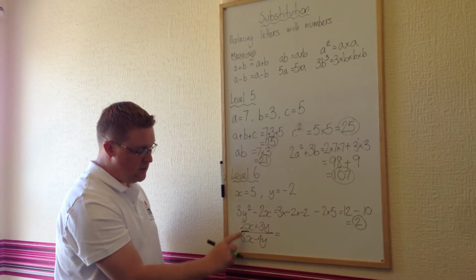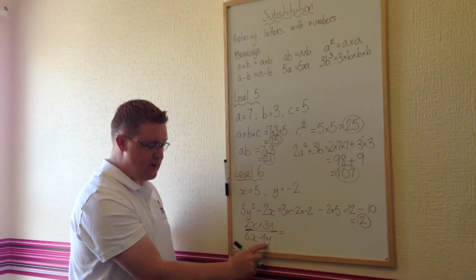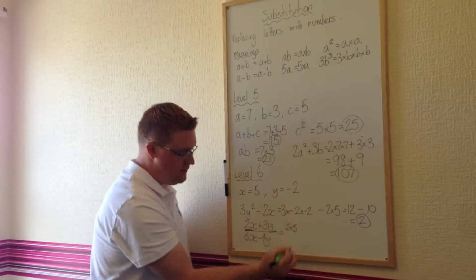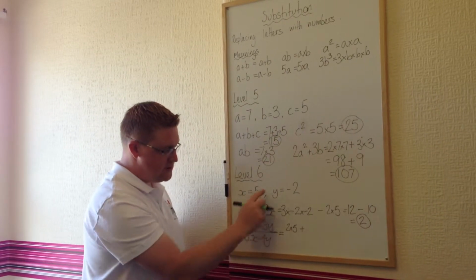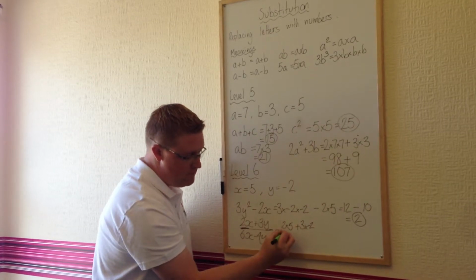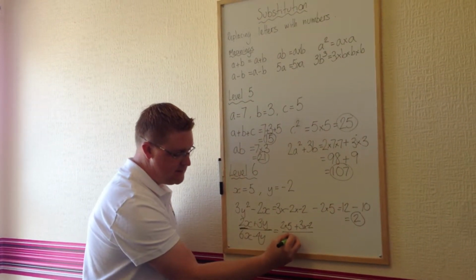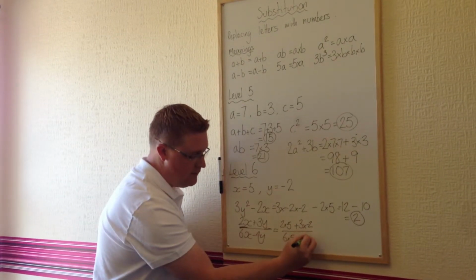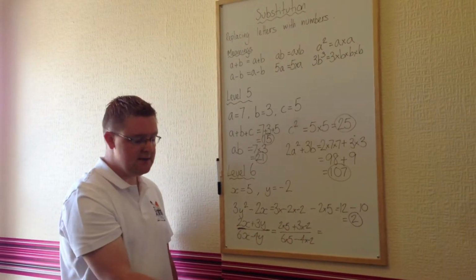And finally the bottom one, 2x plus 3y over 6x minus 4y. 2x, well that's 2 times 5, plus, because we keep that separate, 3 lots of y, 3 lots of minus 2, over 6 lots of x, that's 6 times 5, take away 4 lots of y, 4 times minus 2. Remember we do add and take last.